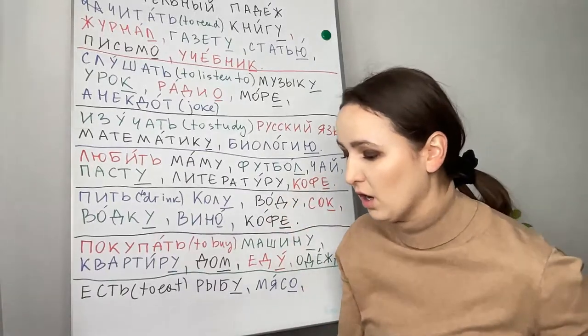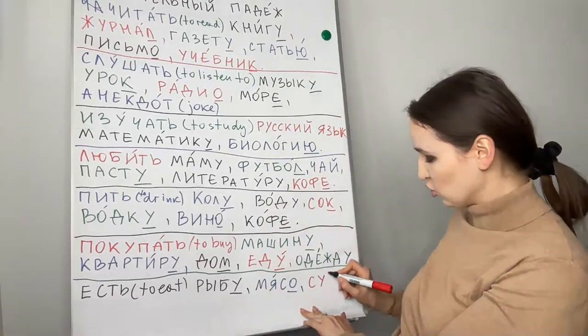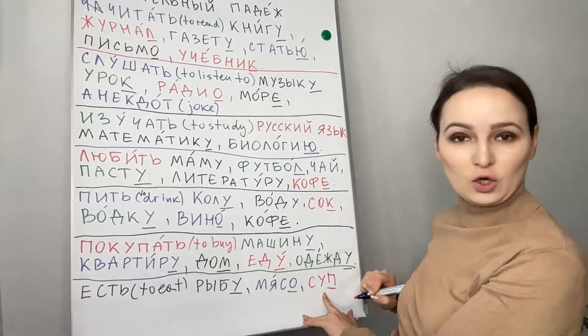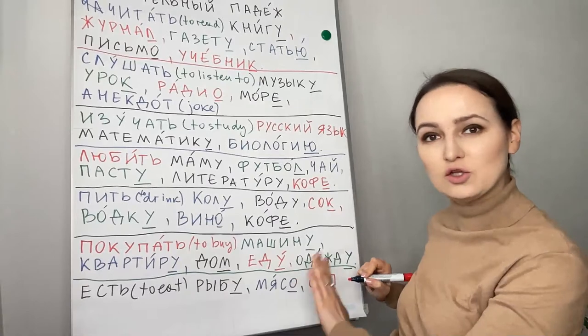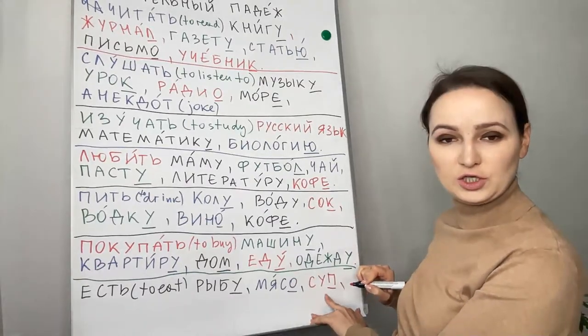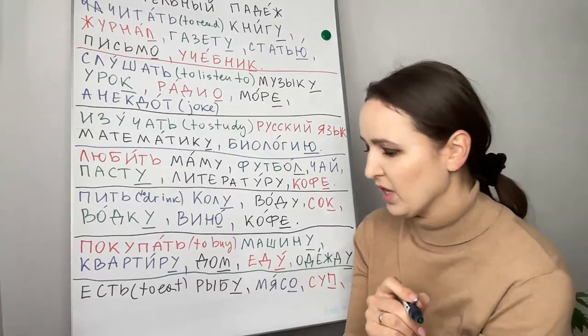Хорошо. Я ем суп. Суп is soup. It ends in a consonant. That means that it's masculine. So nothing will change in this word. Я ем суп. I'm eating soup.